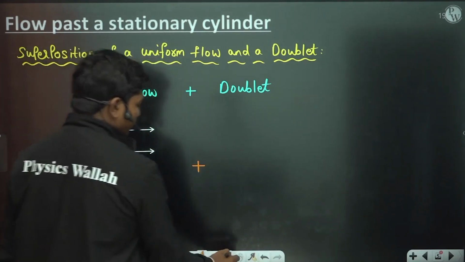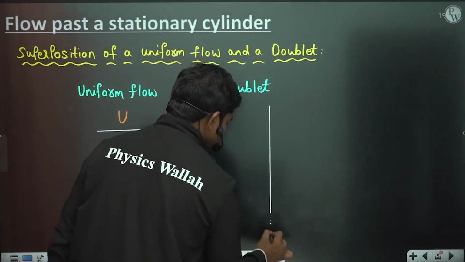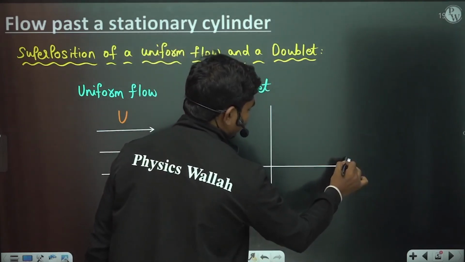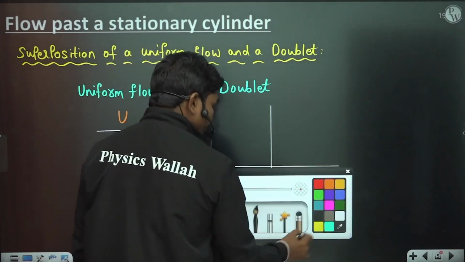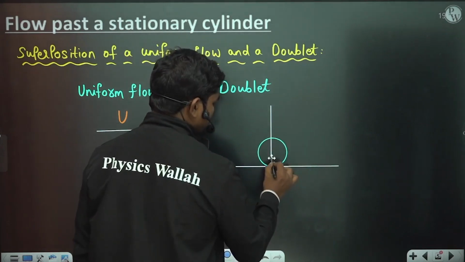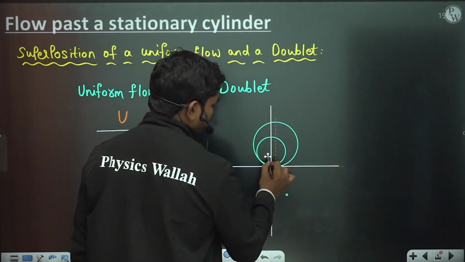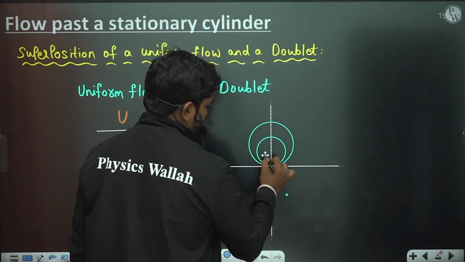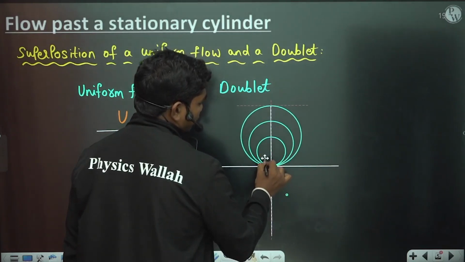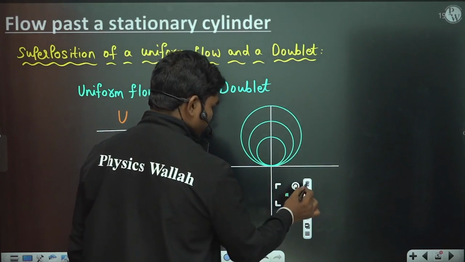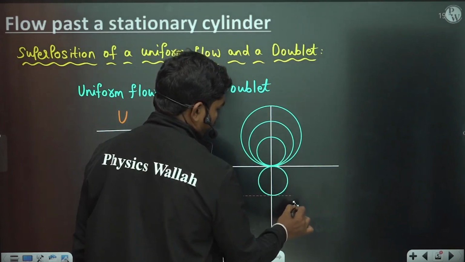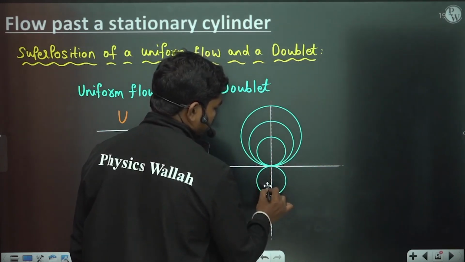Now in case of doublet we have done the streamlines and the equipotential lines. So the case of doublet will be something like, the streamlines are something like this. So the streamlines are actually tangential to the x axis. So let me draw carefully.